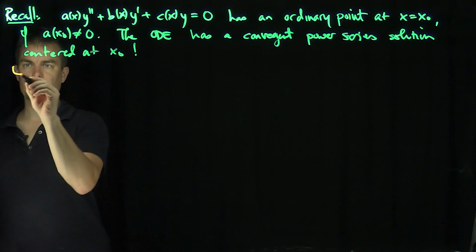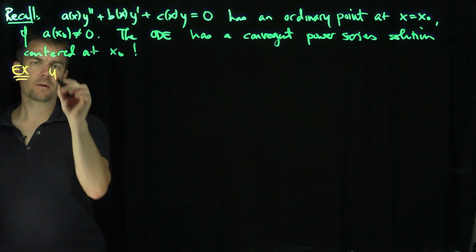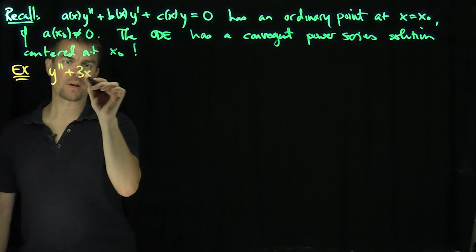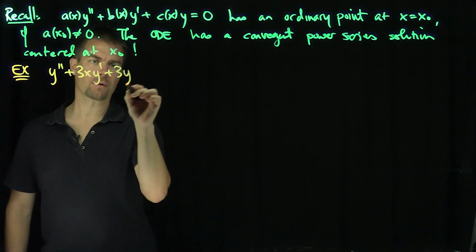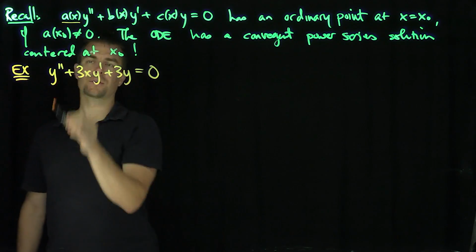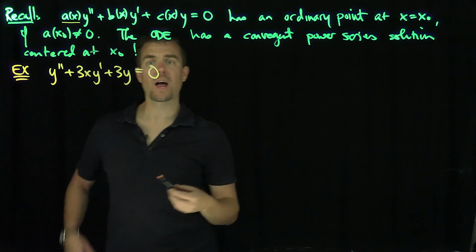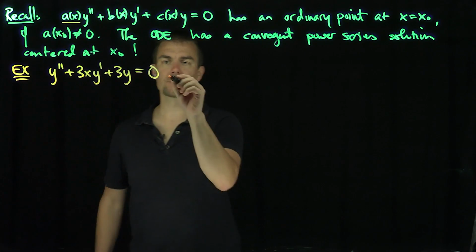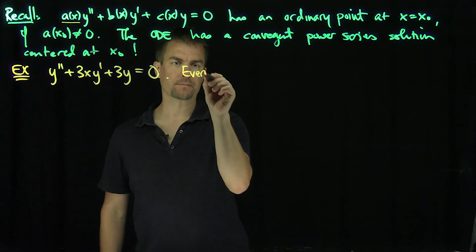So here's our example. If I wanted to solve y double prime plus, let's say, 3x y prime plus 3y is equal to 0, I've given a very simple example where the a of x here is just equal to 1. So a of x is 1, which means that every point is an ordinary point for this differential equation. So here every point is an ordinary point.